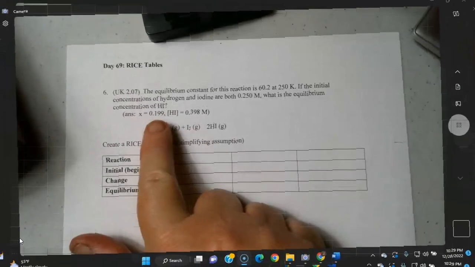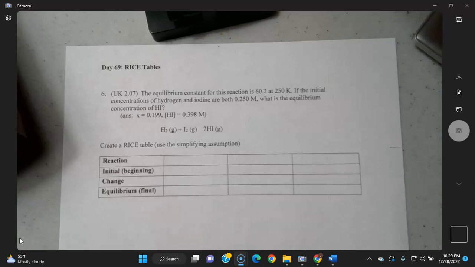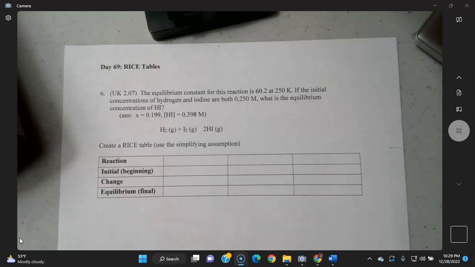Okay, and number 6 here, the very last problem on page 7, is essentially the same as the last one. I do give you the answers here, so you can check those to see that you get it right, but be sure you know how to get those answers. And that takes care of this answers video.